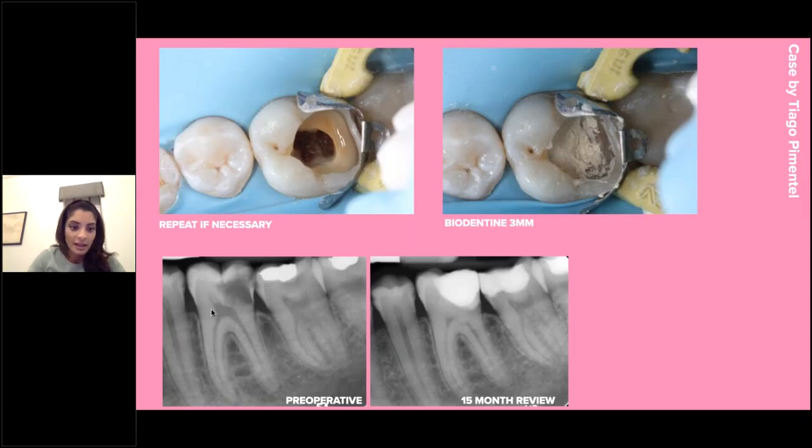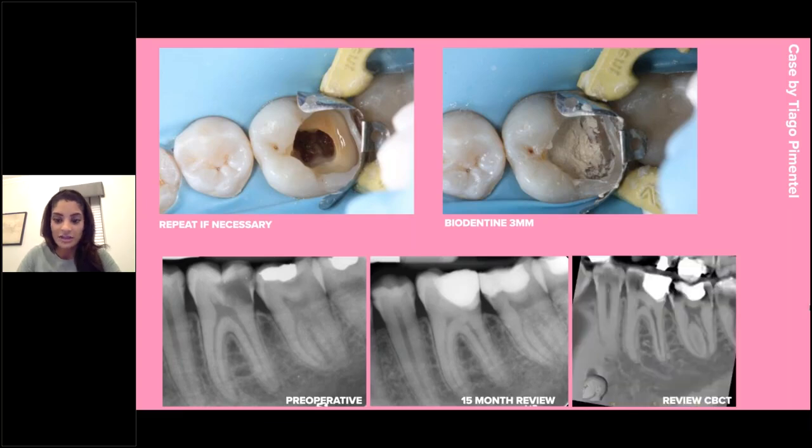And you can see here, this was the preoperative radiograph. This is the 15-month review. Again, you can see the Biodentine has been placed here. It's not very radio-opaque, but you can see that it's been placed in this area here. And this is the 15-month review CBCT, showing no lesion. And I'm told by Tiago that the tooth responded well at 15 months to sensibility testing.